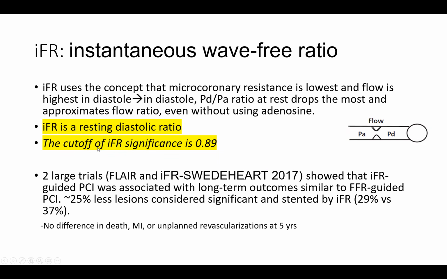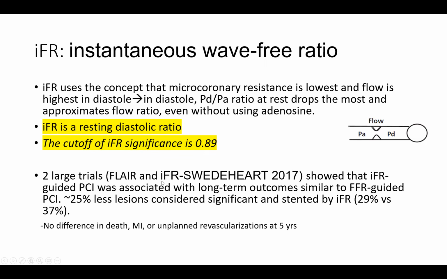So the cutoff of iFR significant is 0.89. It's not 0.80 because you are not inducing hyperemia. You're not going to get as high of a flow, and therefore the drop in that ratio, even in diastole where the flow is highest, is not going to be as pronounced as the drop in pressure achieved when you do maximal hyperemia and you maximally increase that flow, as when you give adenosine. So the cutoff is 0.89 rather than 0.80 with adenosine.